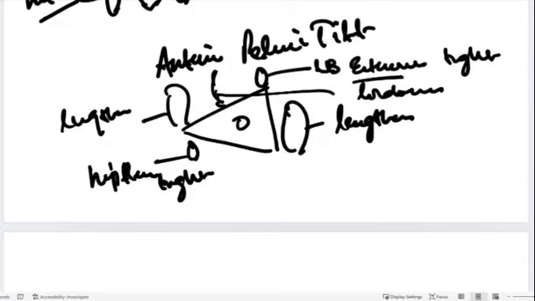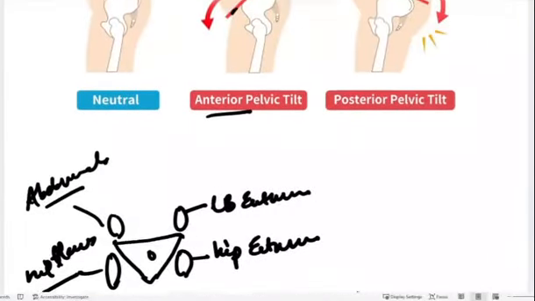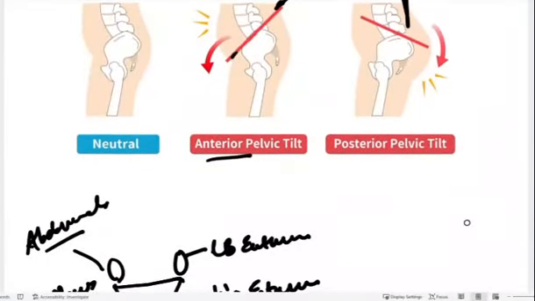Okay, sorry, a lot of words are here. So hip flexors become tight, abdominals become lengthened, and your hip extensors become lengthened, and then also your low back extensors become tight. Okay, and the opposite of that is happening in your posterior pelvic tilt.